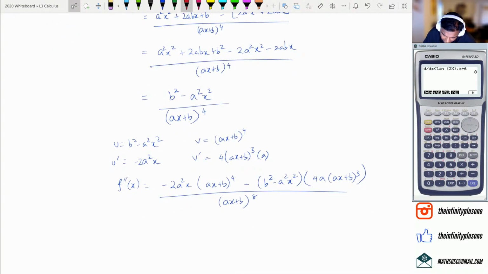So now we're going to put f double dash equals 0, which means 0 is equal to negative 2a squared x, (ax + b) to the power of 4, minus (b squared minus a squared x) squared.